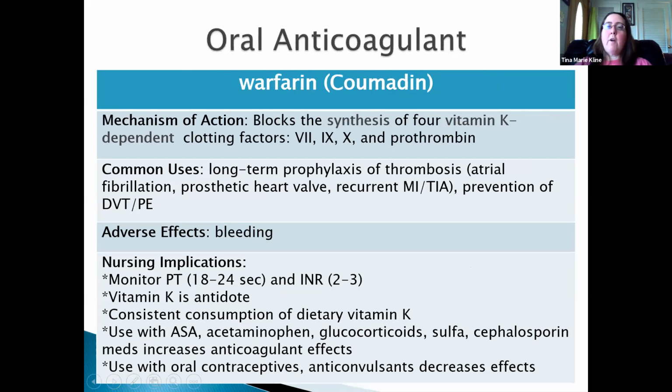Okay, warfarin, Coumadin. This is a big one. This is always a classic on boards because it is so widely used. It's widely used because it's cheap. However, it does carry some significant risk, and there are several things that you need to know in relation to monitoring and client teaching. Let me check the chat box here.